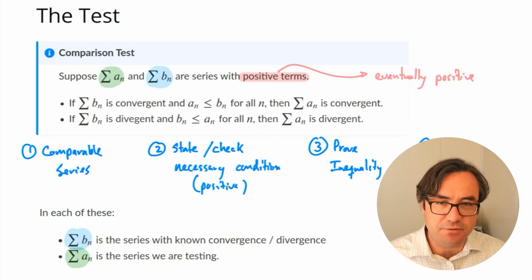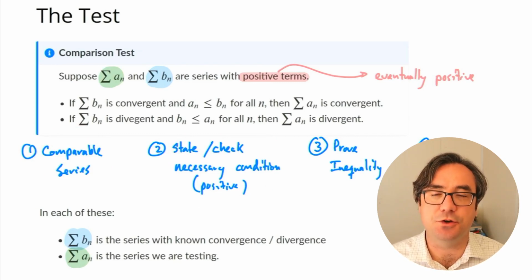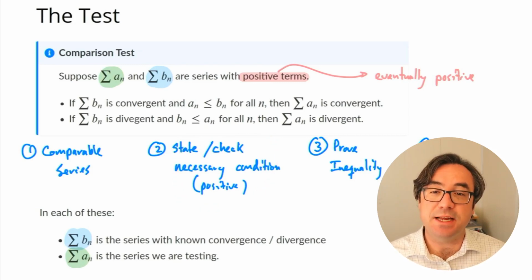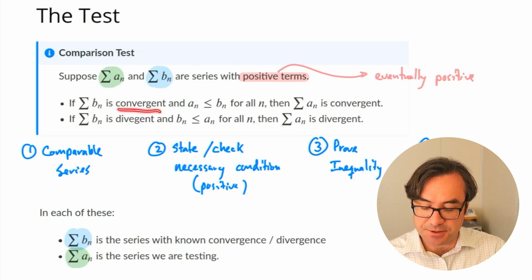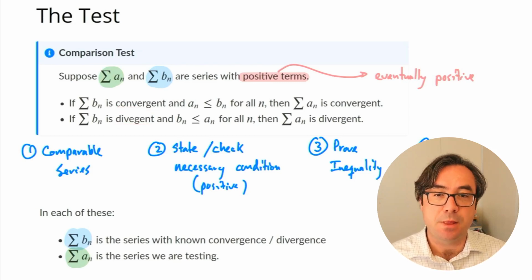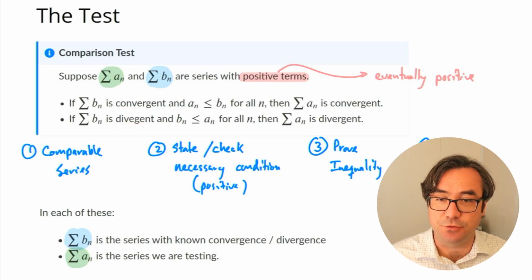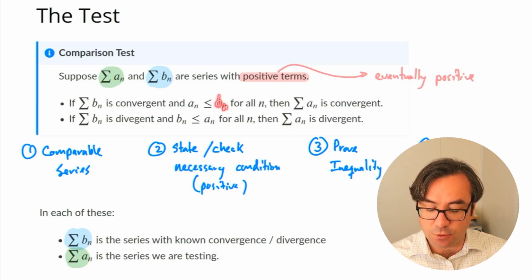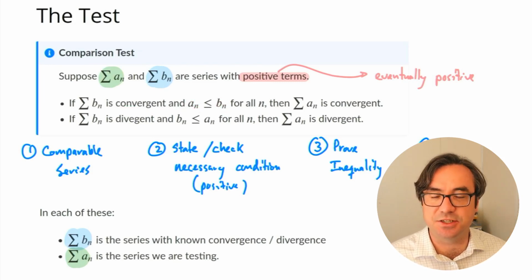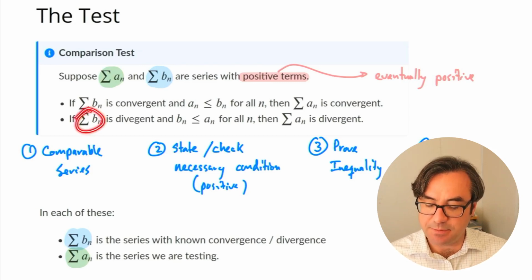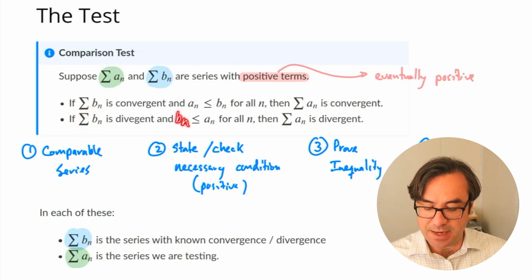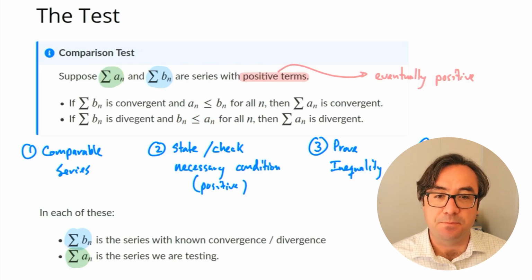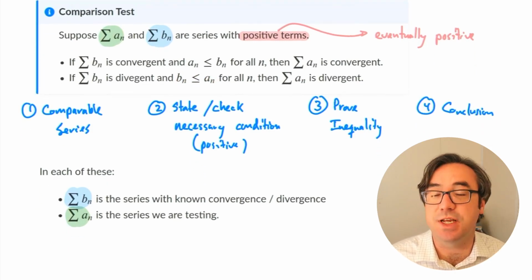Usually this is just saying that all the terms are positive. Sometimes there's a little bit more we have to do. Then, based on what we know about our comparable series, whether it's convergent or divergent, there's an inequality that we have to prove. In the case of sigma bn being convergent, we want bn to be greater than an, because it forces an to converge. In the case when sigma bn diverges, we want bn to be less than an. So we prove the inequality, and the last step is we state our conclusion.